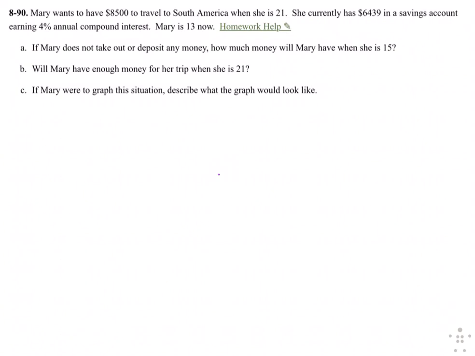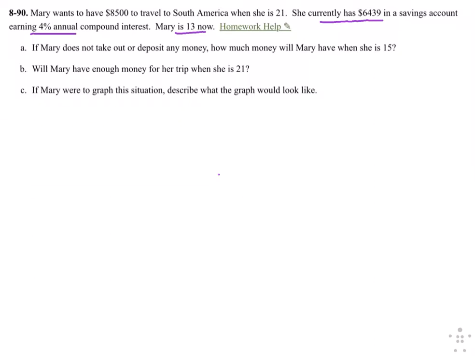Okay, for number 90, it says Mary wants to have $8,500 when she's 21 years old. She currently has, so this is currently, and it earns 4% annual compound interest, and she's 13 years old. Okay, so let's see what they're asking us. A, if Mary does not take out or deposit any money, how much will she have when she turns 15?